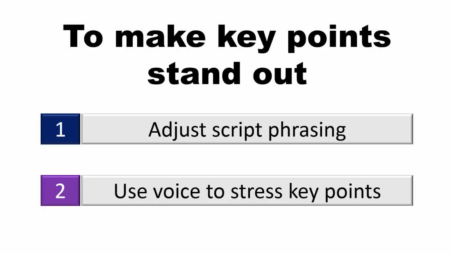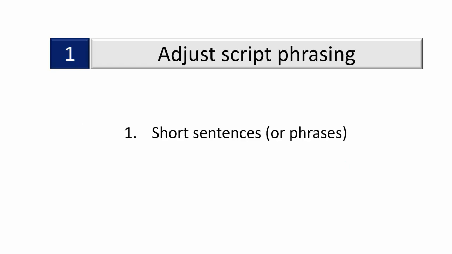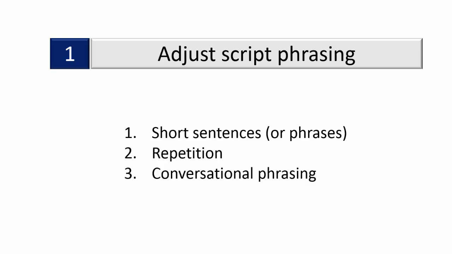So to make key points stand out, first, adjust your script phrasing, and second, use your voice to stress key points. So let's talk about script phrasing. Written English and spoken English are different, or should be different. When you're presenting, you should use short sentences or phrases, avoid long complex sentences, use repetition. You can repeat key points, repeat your most important ideas. You can also use conversational phrasing.